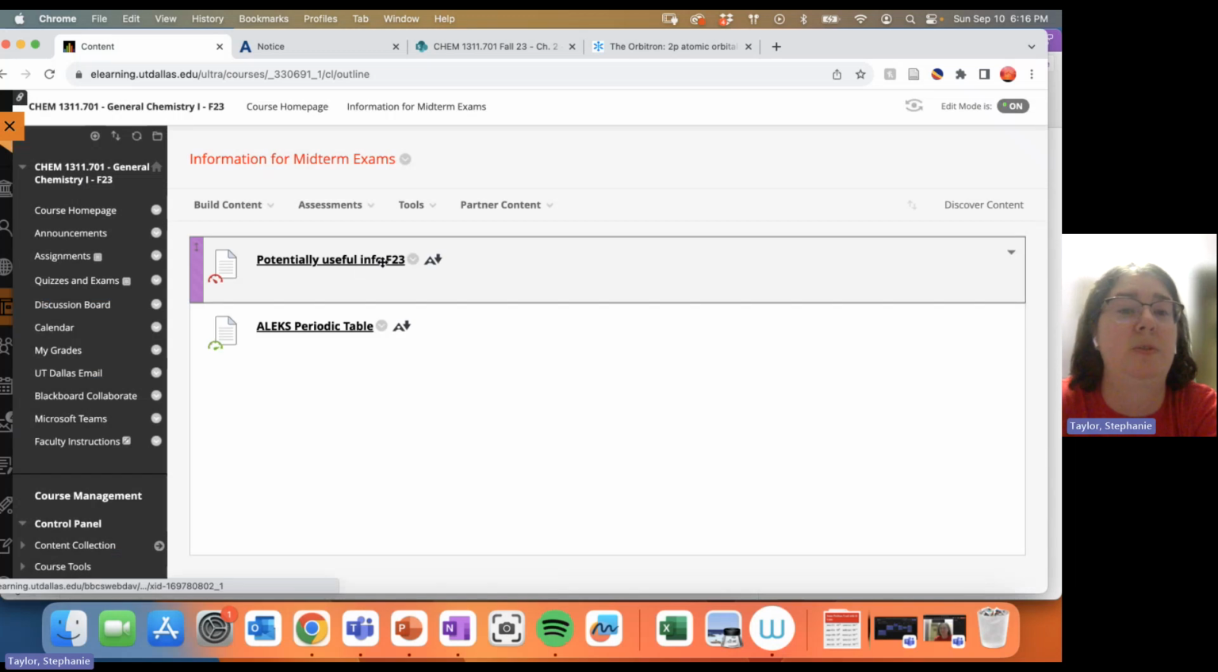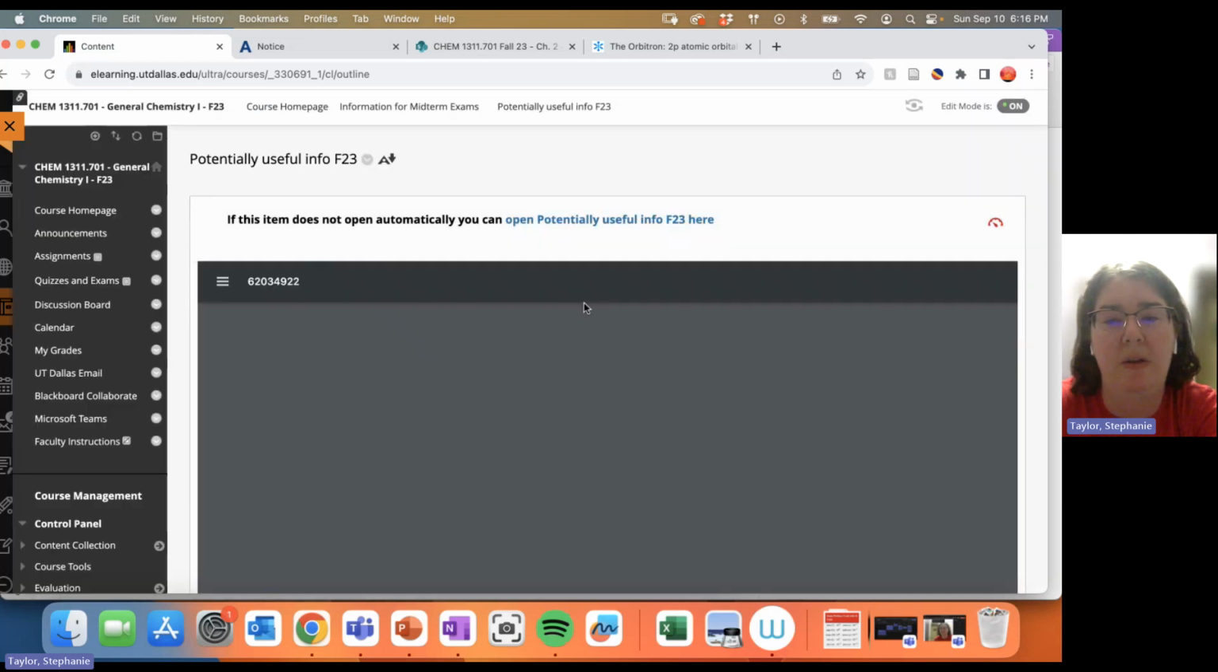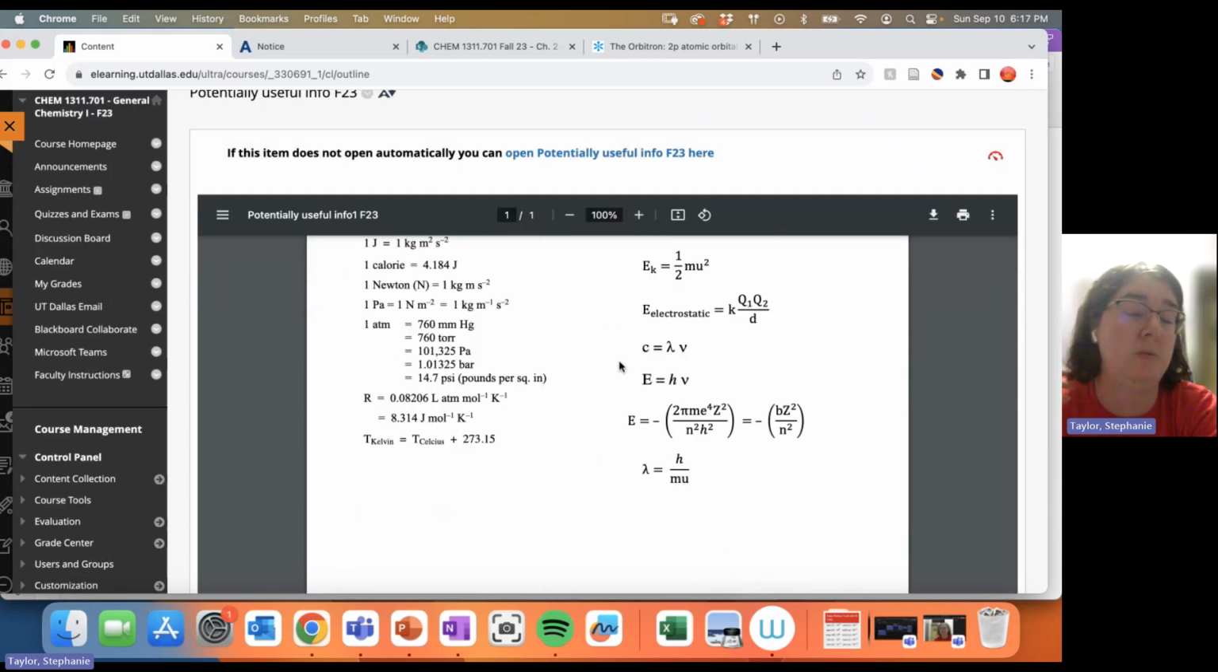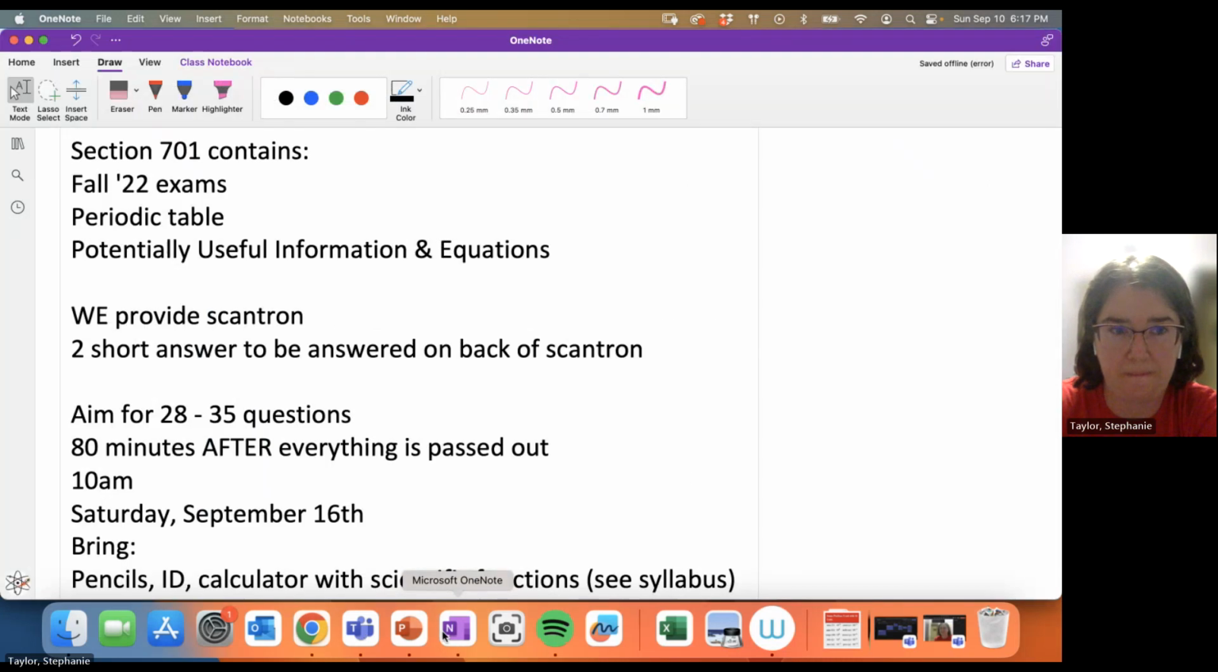There's also information for midterm exams, which will give you potentially useful information. Like, which equations do we give you? That's this piece of paper, and the periodic table that we're going to be using. All that information is also in here. So you know what we're going to give you and what it's going to look like, because we're just going to print off this PDF and add it to your exam. Very straightforward in that regard.